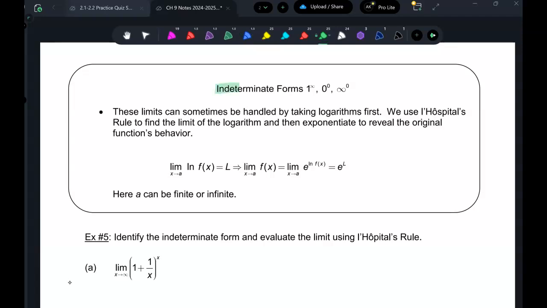Jonathan was asking, aren't there more? Yes, there are. Here are some more indeterminate forms: 1 to the infinity, 0 to the 0, infinity to the 0. Why is 1 to the infinity indeterminate? Isn't any one anything? No, because infinity is just end behavior. Infinity is not a real number. So if a is a real number, then 1 to the a is 1.